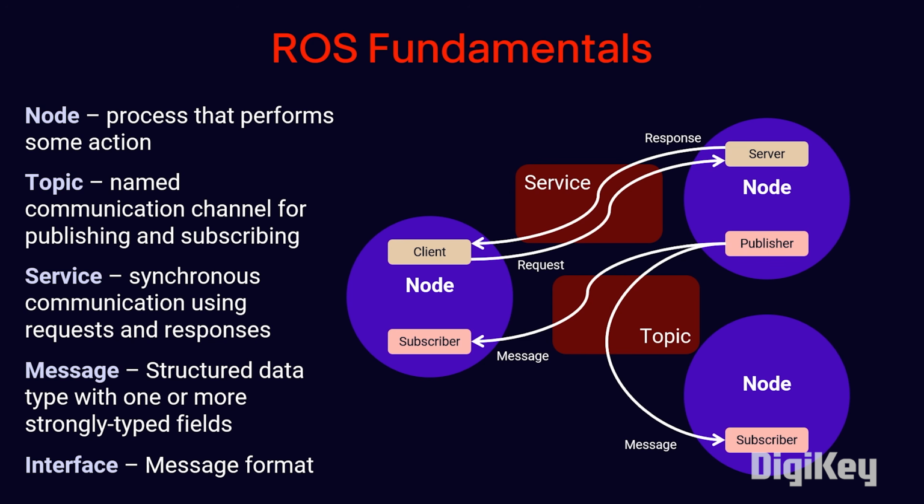Think of it like a programming API. It defines what kind of data is expected to be received or sent by a node, whether in a topic or a service. ROS comes with a number of predefined interfaces, but you can also define your own. Note that nodes can instantiate one or more of these messaging types. Each node can have multiple publishers, subscribers, clients, and servers in it.